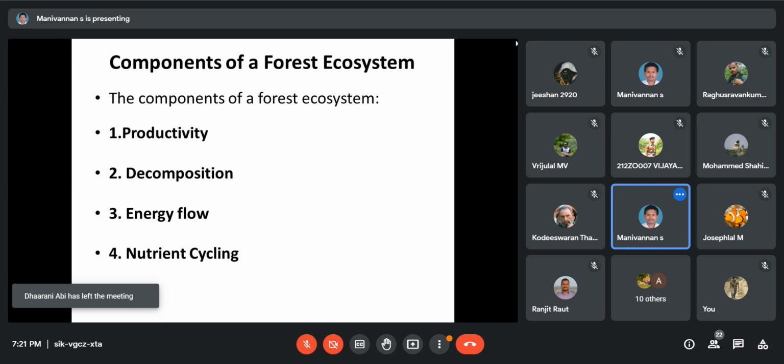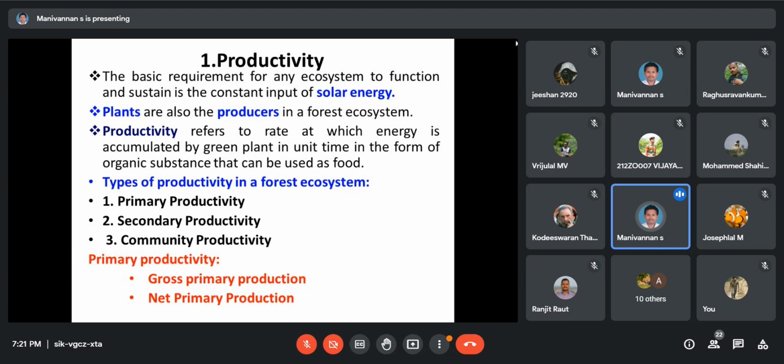For the first one, what is the productivity? Productivity means the production. Production is the basic requirement of any ecosystem to function and sustain. Any living things or ecosystem need energy for sustainability. What is the main source of energy on our globe? That is called the solar energy. Only one. The entire world gets its energy from solar energy only. The sun is the primary energy source of the globe.